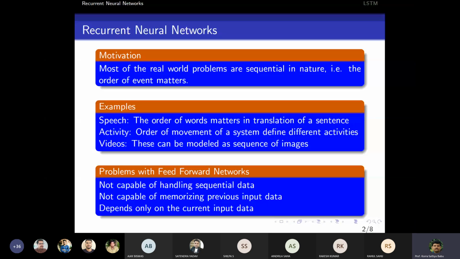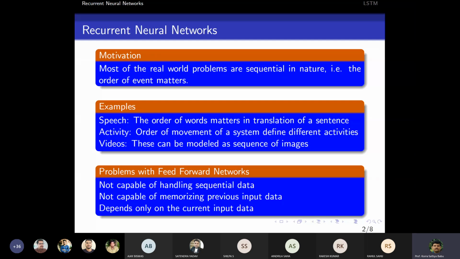It takes into consideration only the current input, not what the previous input was. Suppose I speak the words, I am a. After I, what is the word? Am. After am, what is the word? A. What is after a? It takes into consideration only the very local property. So this is the main problem with feed forward networks.